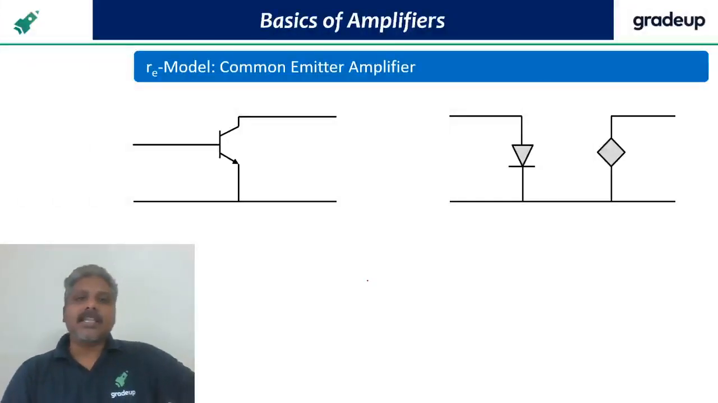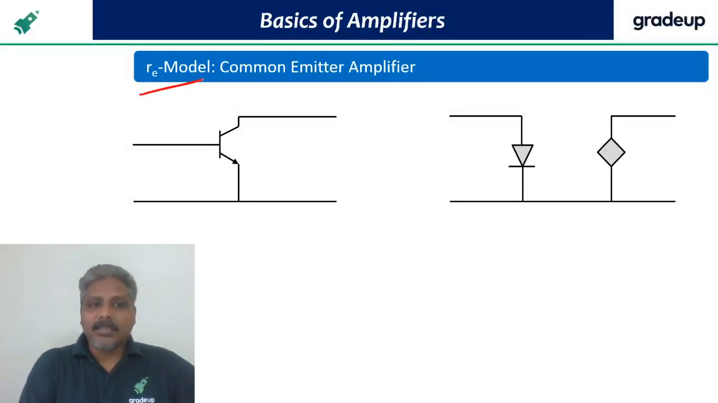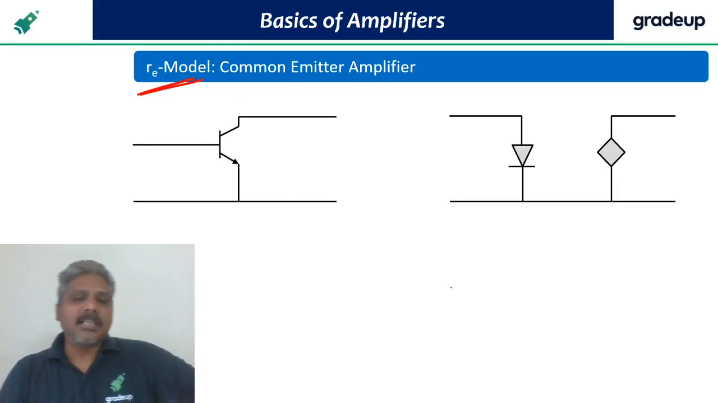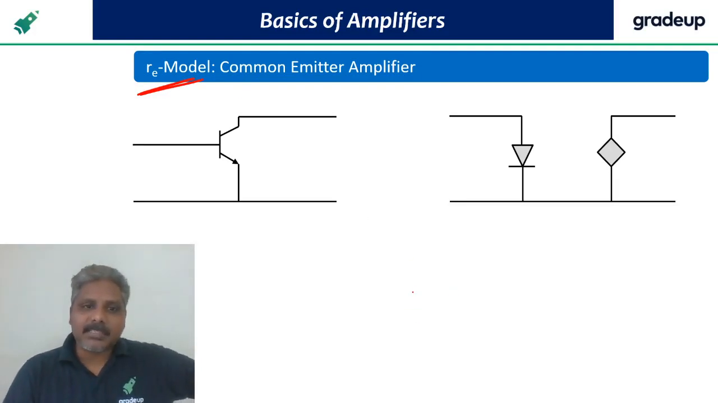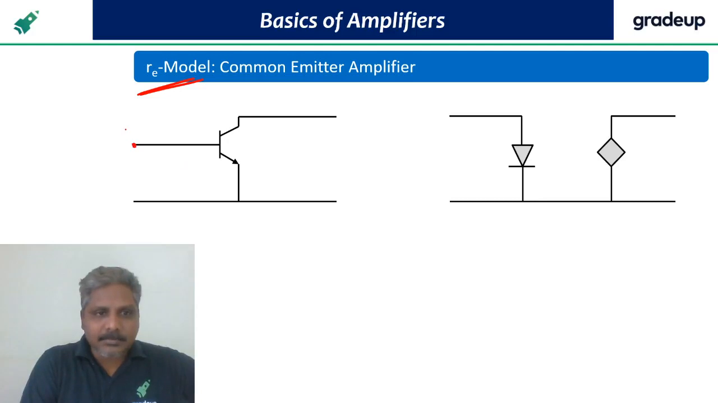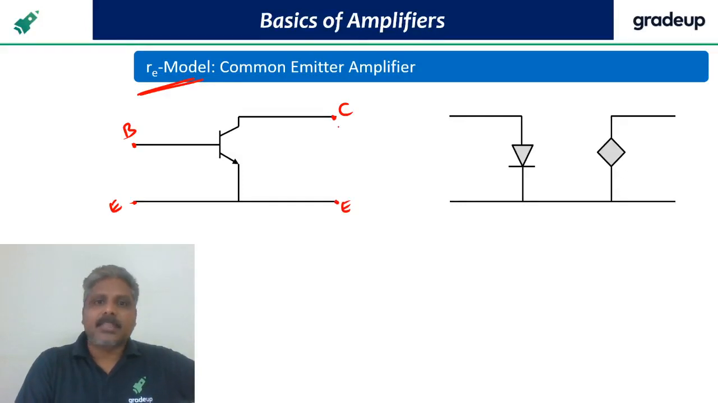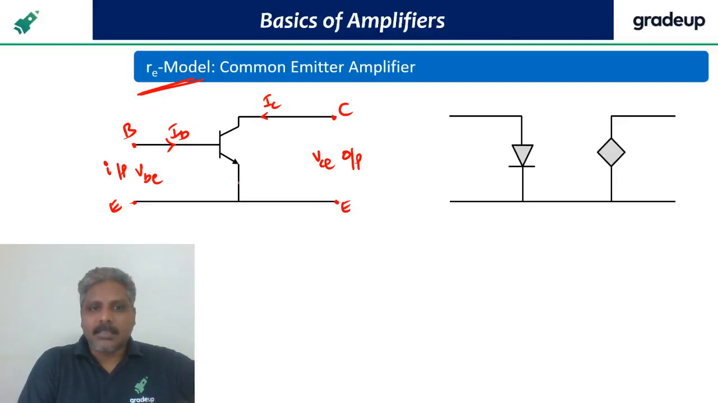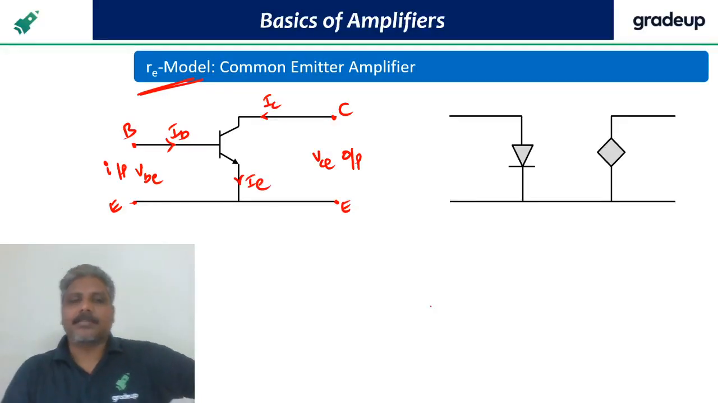Let's go for the RE model of common emitter now. If the RE model is required for common emitter, how is it? Same as CB, which I have discussed. It is common emitter, right? This is base, this is emitter, this is collector, this is emitter again. So this is the output, this is the input. What is input here? VBE. What is the output here? VCE. What is the current flowing here? IB. What is the current here? IC. What is the current here? IE.